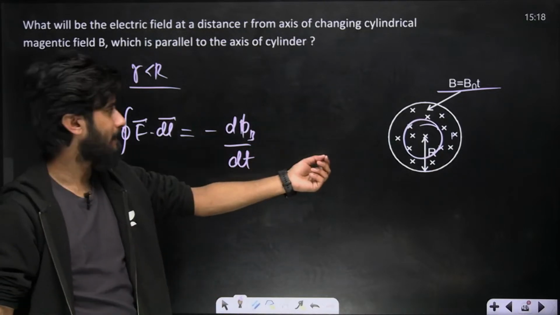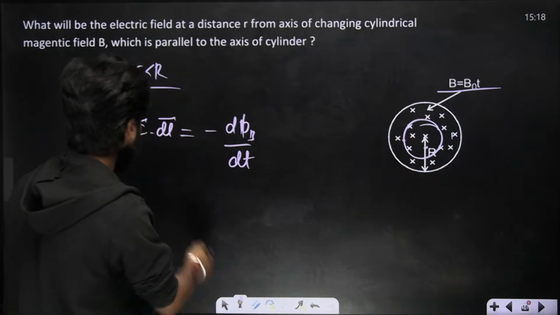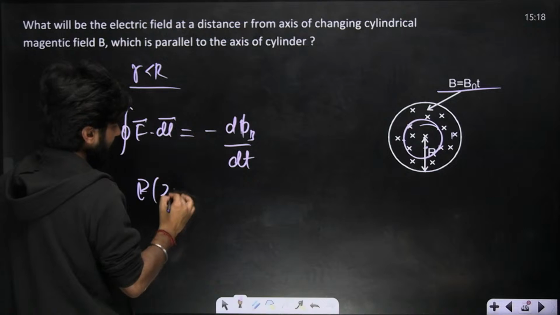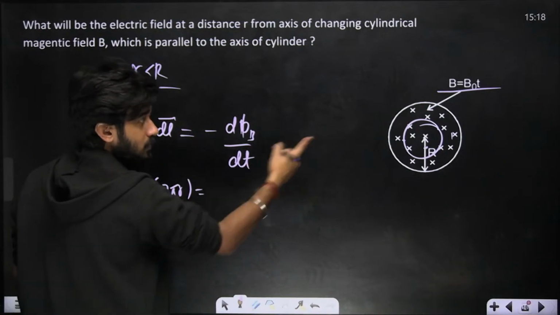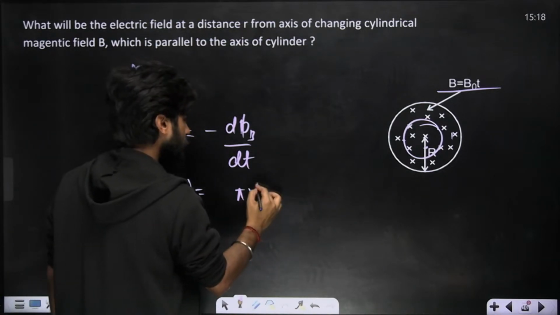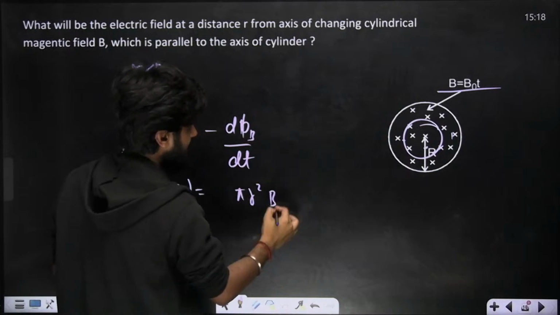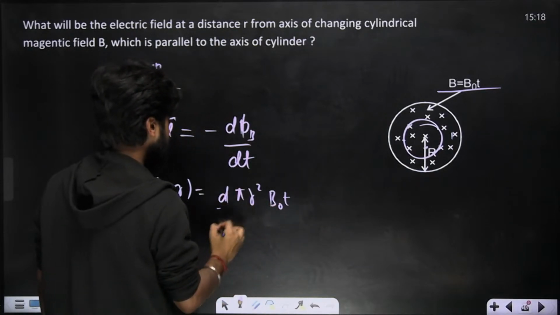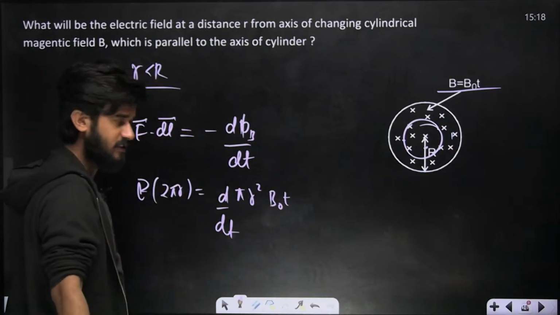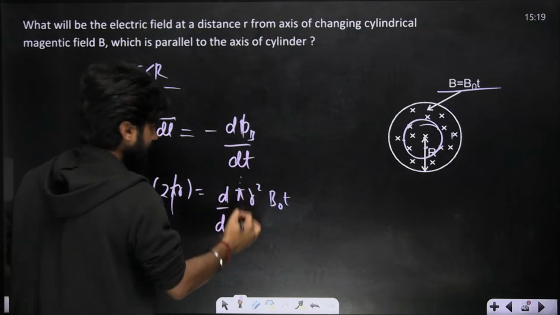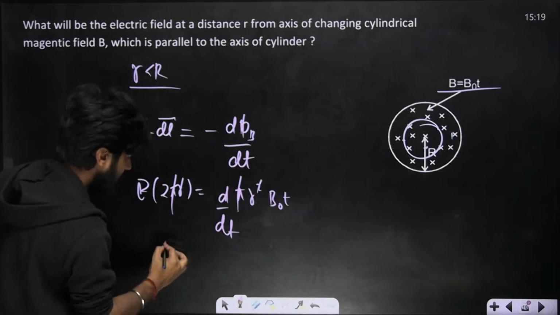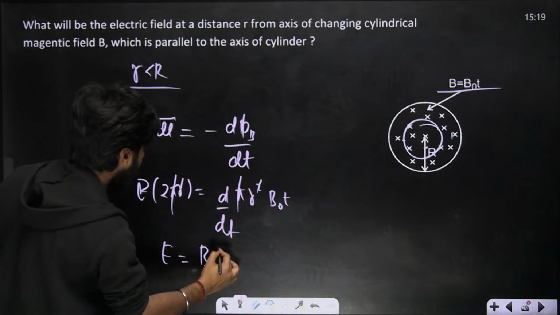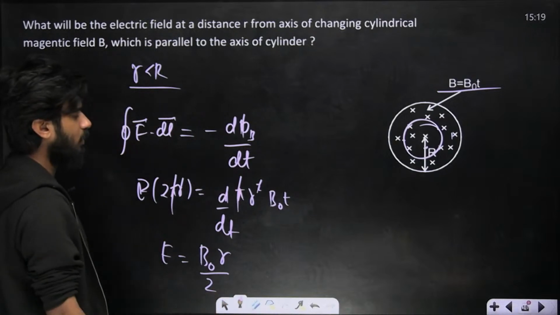Now phi B means the flux passing through this area. So E times 2 pi r is equal to, phi B is pi r square into B naught t, and d by dt. Pi gets cancelled, one r gets cancelled. Here E is equal to B naught r divided by 2.